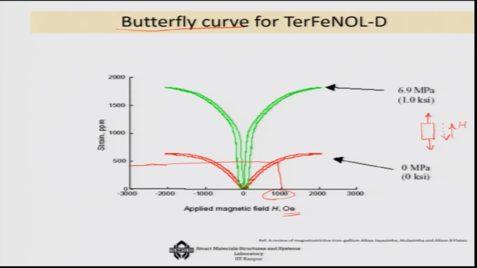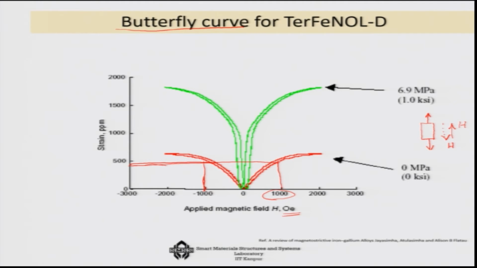But in this case, if I go to minus 1000, and look at it, it is exactly the same as it was at plus 1000. So, that means it is still giving you positive strain. That is important: magnetostrictive materials always expand, no matter what the direction of the magnetic field is.